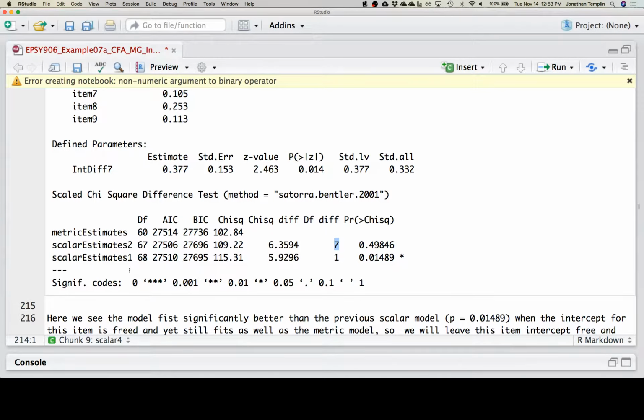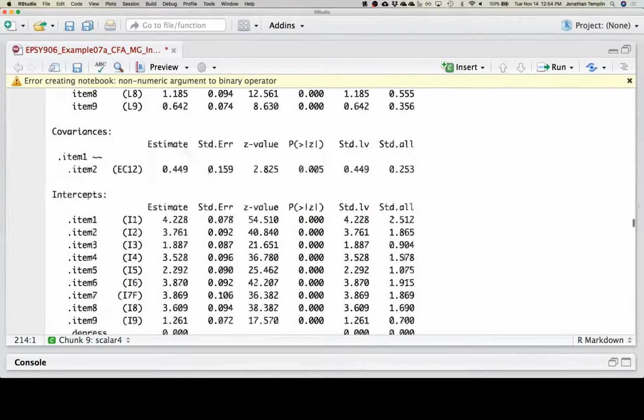If we compare that with the scalar model we just ran, where all of the means, all of the intercepts were equal, there's a 1 degree of freedom difference with that, and that's literally the item 7 parameter. And we do see that this model is not the same as it, right? And what that means is our model, scalar estimates 2, fits better than the model that showed up before. It's a significant difference, which is interesting because if you think about it, the chi-square, or the likelihood ratio test before, said that our model fit roughly the same as the metric model.